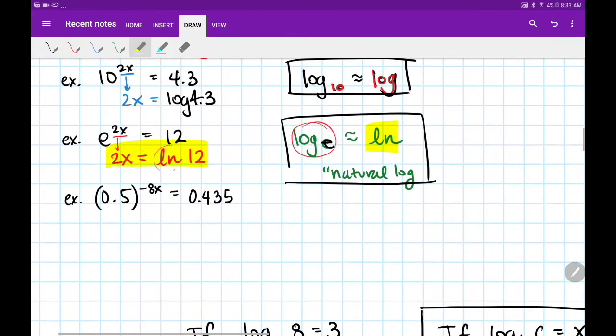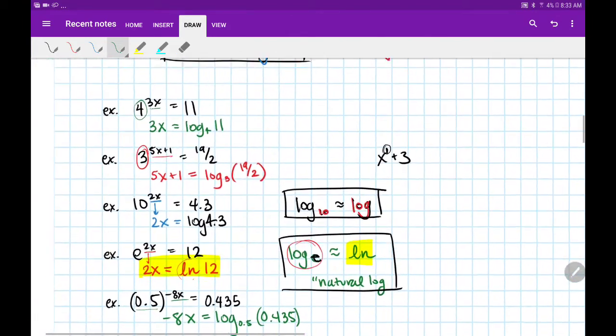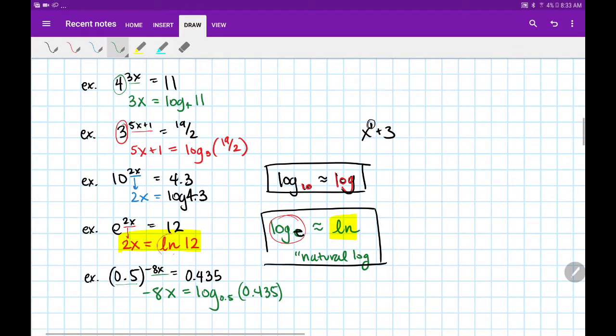Okay, let's do our last one. I'm in exponential form and I want to go into log form. So we will drop the exponent. That's negative 8x equals log base, my base is 0.5, and then the number that remains is 0.435. Congratulations. If you were able to do these, then you're a pro at switching from exponential to log form.